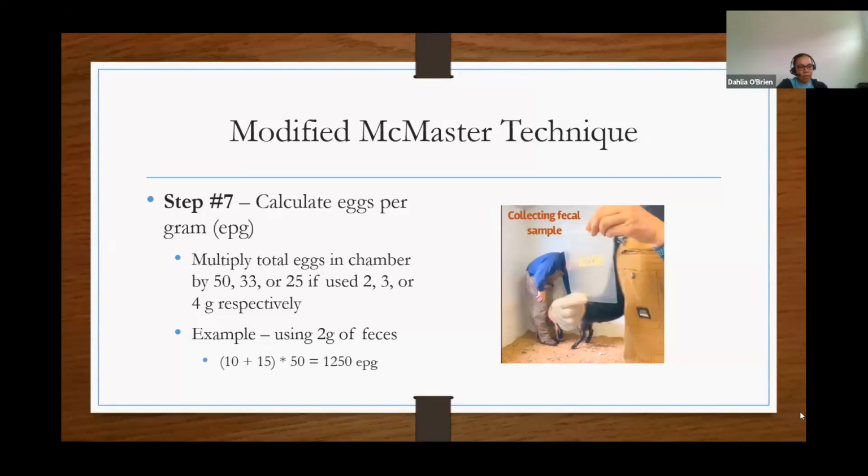Once we finish counting all those eggs, as I said before, then we'll add those eggs together, and then we'll multiply by that factor that we mentioned before. Again, with 2 grams of fecal matter, it's 50. You multiply the total eggs by 50. If you use 4 grams of fecal matter or manure, then you'll multiply that by 25. The first sample had 0 eggs. The second sample had a few eggs, and even then, I think when I totaled it, it was less than 20 eggs, and that would have been probably less than 1,000 eggs per gram.